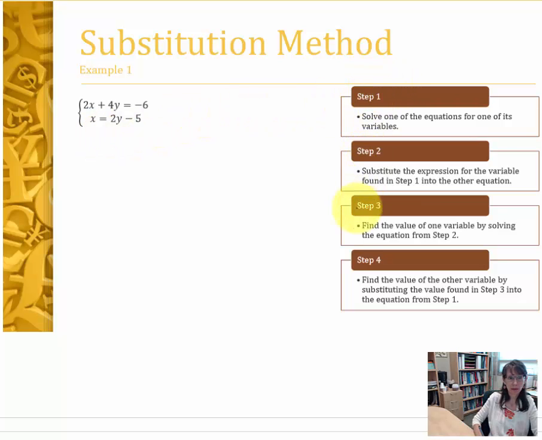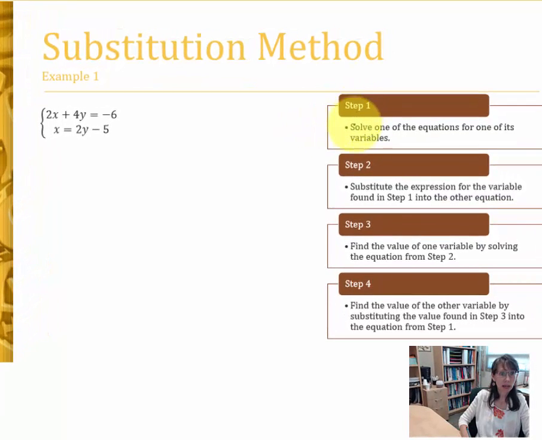Off to the right, I've written some steps to help us get through the substitution process. The first step is to solve one of the equations for one of its variables. That means you either want to rearrange everything to say x equals something or y equals. The second step is to substitute the expression for the variable found in the first step into the other equation. Once you do that, Step 3 says you can find the value of one variable by solving the equation that you form in Step 2.